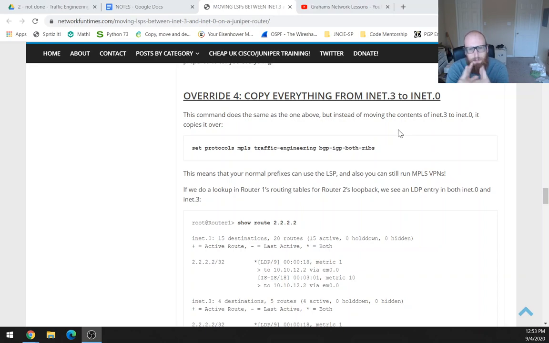This command does the same as the one above, but instead of moving the contents of inet.3 to inet.0, it copies it over. Set protocols mpls traffic-engineering bgp-igp-both-ribs. So yeah, this means that your normal prefixes can use the LSP, and also you can still run MPLS VPNs. If we do a lookup on router 1's routing tables for router 2's loopback, we see an LDP entry in both inet.0 and inet.3.